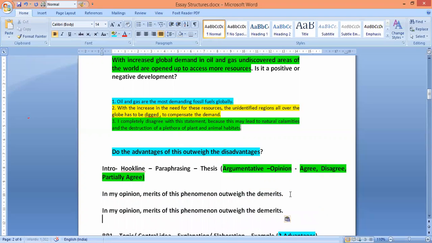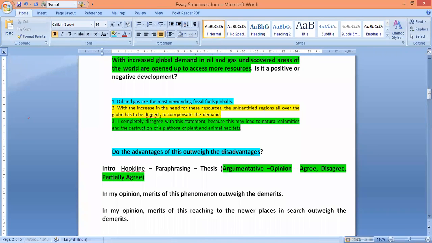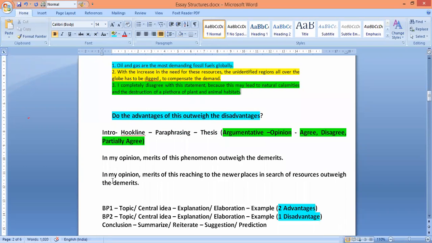In my opinion, merits of reaching to newer places in search of resources outweigh its demerits. Again, you are not giving very specific information, but you are adding some information into it.